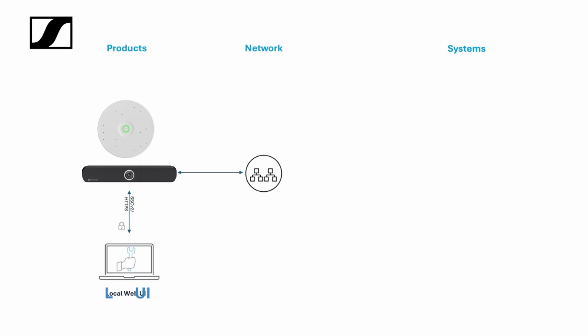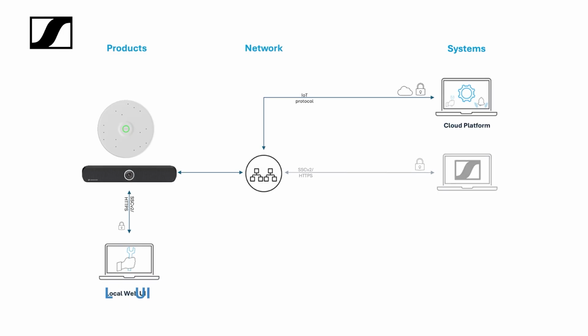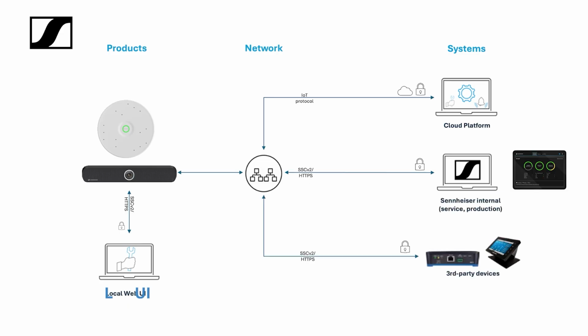So no matter how your network is designed, whether control and Dante are separated or not, it's important to understand that monitoring and control rely on 3 different types of network connections. So first, there's the device to cloud connection. Then devices can be connected to other Sennheiser on-premises tools like Sennheiser Control Cockpit. And finally, there's the connection to third-party media control systems.